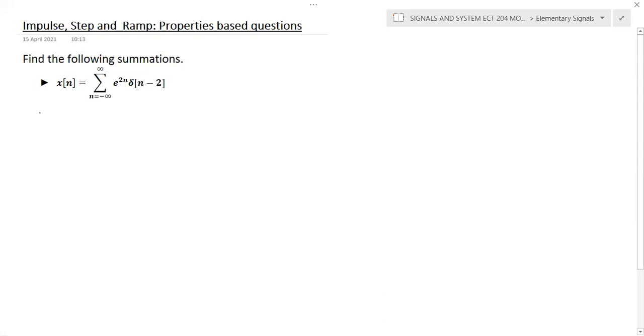In the first question, it is given x of n is equal to sigma n is equal to minus infinity to infinity e raised to n del of n minus 2. So we can write the definition of a discrete time unit impulse signal. So discrete time unit impulse signal, which is represented by del of n, is equal to 1 for n is equal to 0 and 0 for n not equal to 0. And if you draw the waveform, it will be like this.